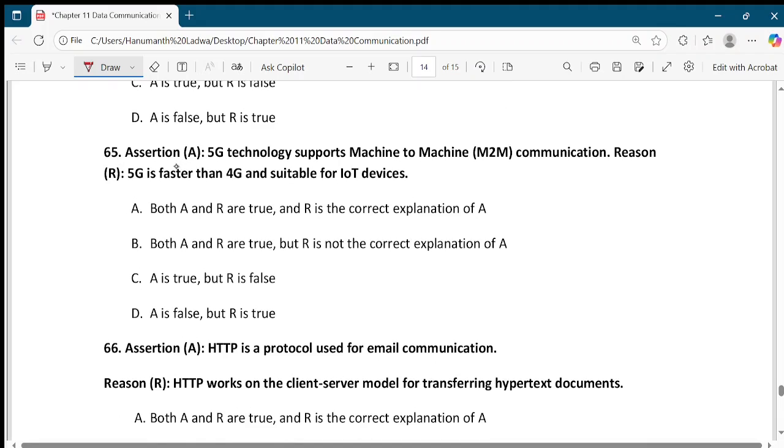Question number 65. Assertion A. 5G technology supports machine-to-machine, M-to-M communication. Yes, this is true. Reason R: 5G is faster than 4G and suitable for IoT devices. Yes, this is also true. Here, option A, both A and R are true, and R is the correct explanation of A is the right answer.